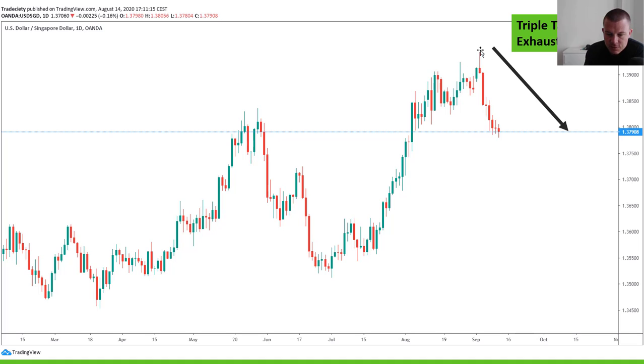But you can see after the triple tap, after the third touch point here, with a clear exhaustion, there was a huge selling candle here, larger than anything that we have seen during this uptrending phase. So very important pattern, triple taps on the higher time frames, really great setups.